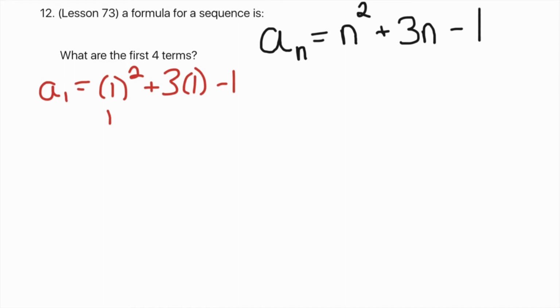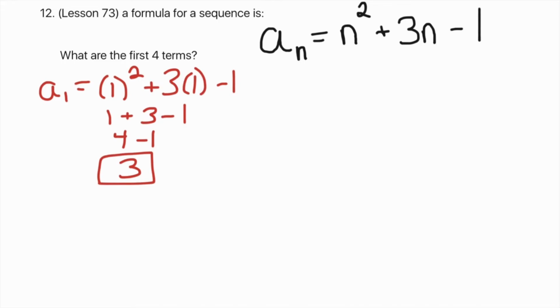So 1 squared is 1 plus 3 times 1 is 3 minus 1. And then work left to right. 1 plus 3 is 4 minus 1 is 3. So our first term is 3.